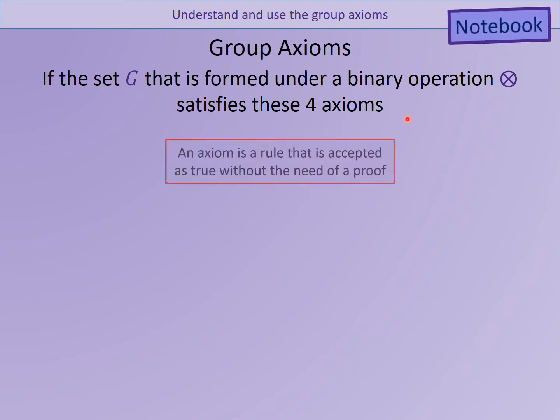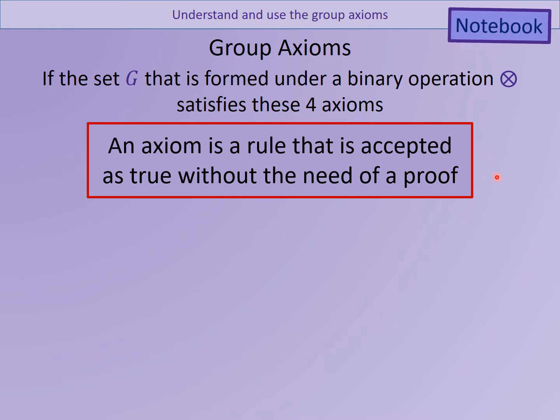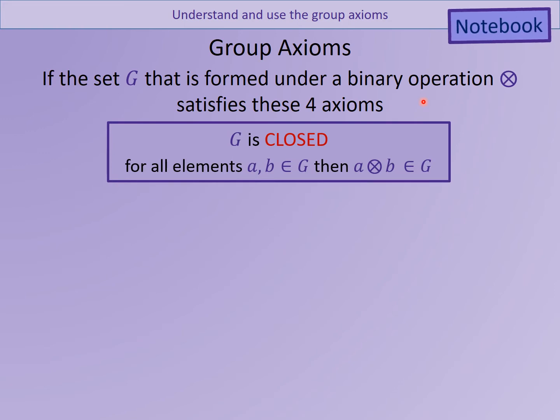Now, an axiom is a rule that's just accepted as true. You don't need to prove it, it's just accepted as true. So these four axioms, you don't need to write that bit down in your notebook, is this. The first axiom is that G is closed.